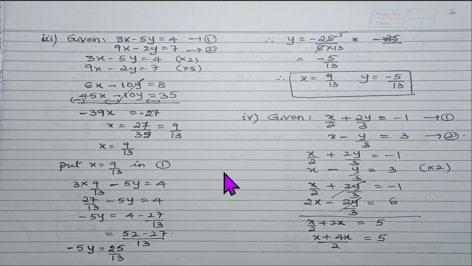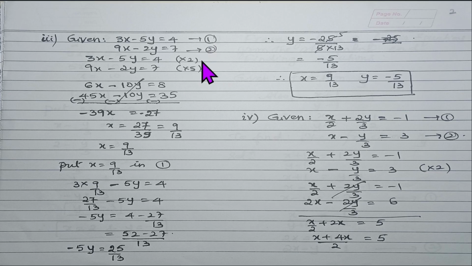Now come to the next example. There we are given two equations, 3x minus 5y equal to 4 and 9x minus 2y equal to 7. Now first we will have to decide what to eliminate. So again I have decided to eliminate y here. Now to make the y coefficient same, I have decided to multiply the first equation by 2 and the second equation by 5.